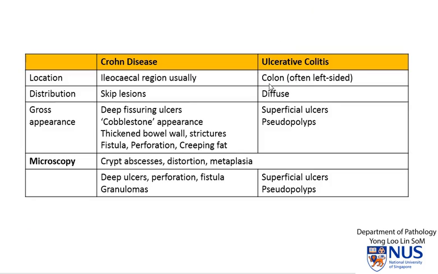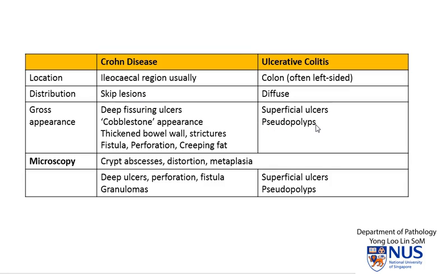Ulcerative colitis tends to affect the colon more frequently, and particularly the left-sided colon. In contrast, in Crohn's disease, the ileocecal region is often favored, but it can also affect the colon alone in a smaller proportion of cases. In ulcerative colitis, usually the ulcers and the abnormal area diffusely involves the colonic mucosa, whereas in Crohn's disease you get some normal areas in between.